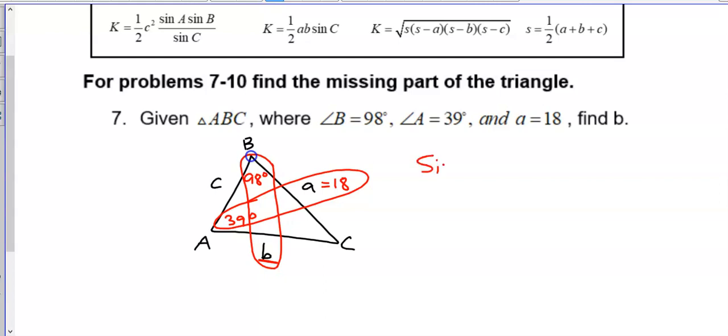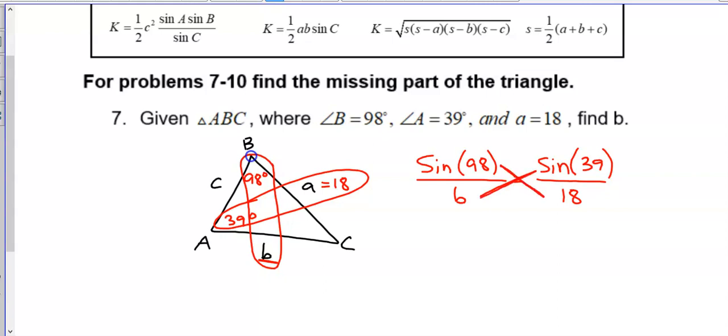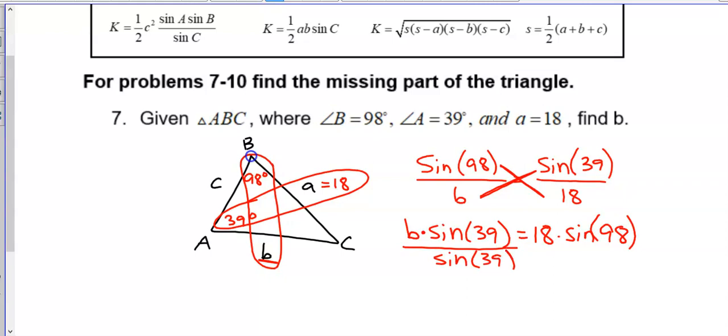To do that, we're just going to do sine of 98 over b is equal to the sine of 39 over 18. And we could have done sine of 39 over 18 equals sine of 98 over b. The order doesn't really matter there. Then we multiply across this way and multiply across this way. So we're going to have b times sine of 39 is equal to 18 times sine of 98. And then to solve for b, right now it's being multiplied by the sine of 39, so we need to divide both sides by the sine of 39.